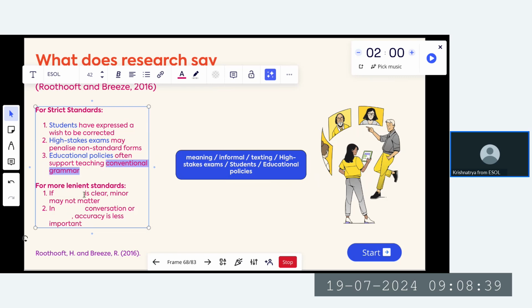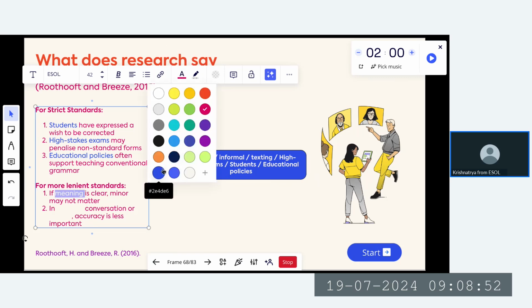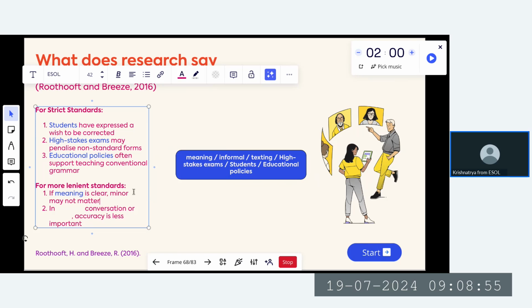And a lot of you, 52% of you, said that strict standards should be followed. But what about lenient standards, such as if meaning is clear? Listen carefully, if meaning is clear, minor errors may not matter. Sometimes. Why does it happen? Especially when you're trying to boost your students' fluency.